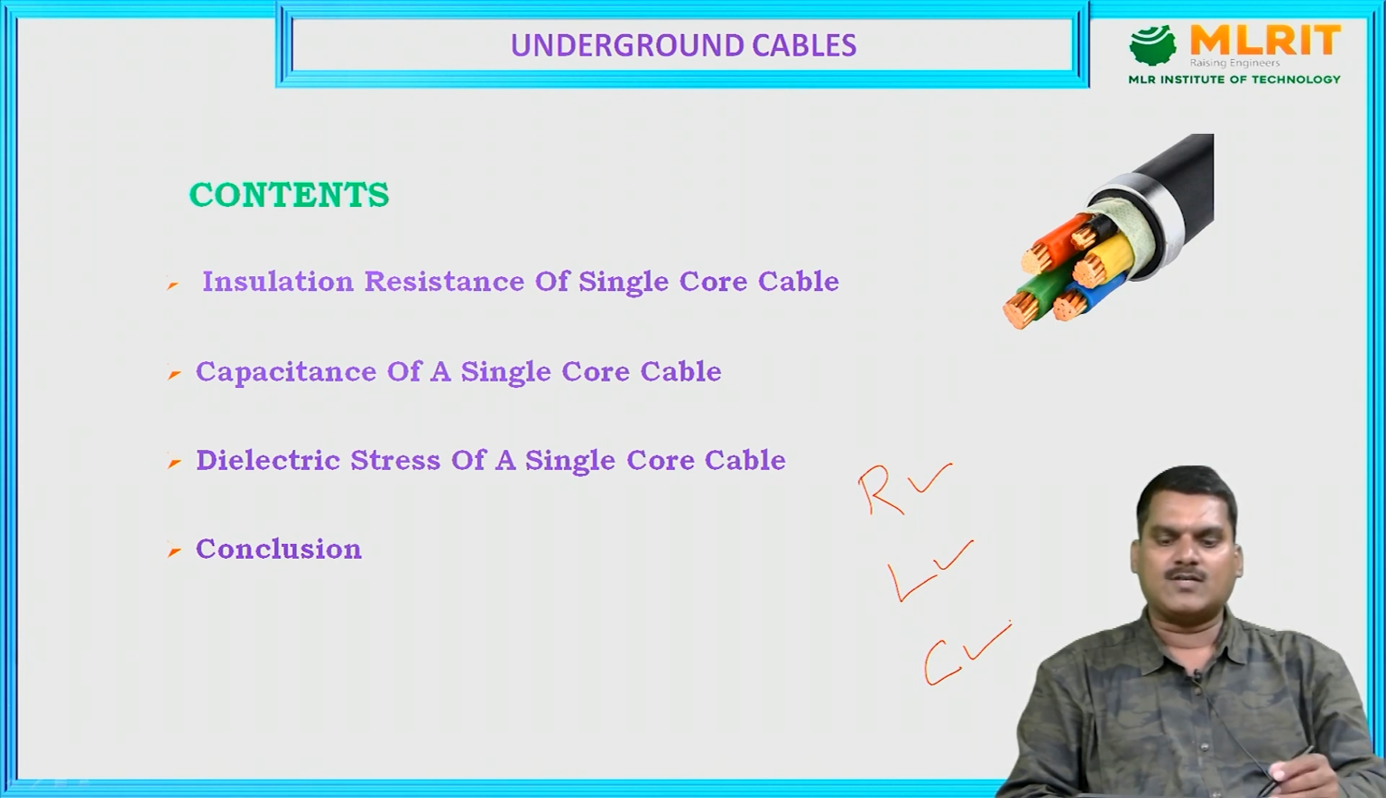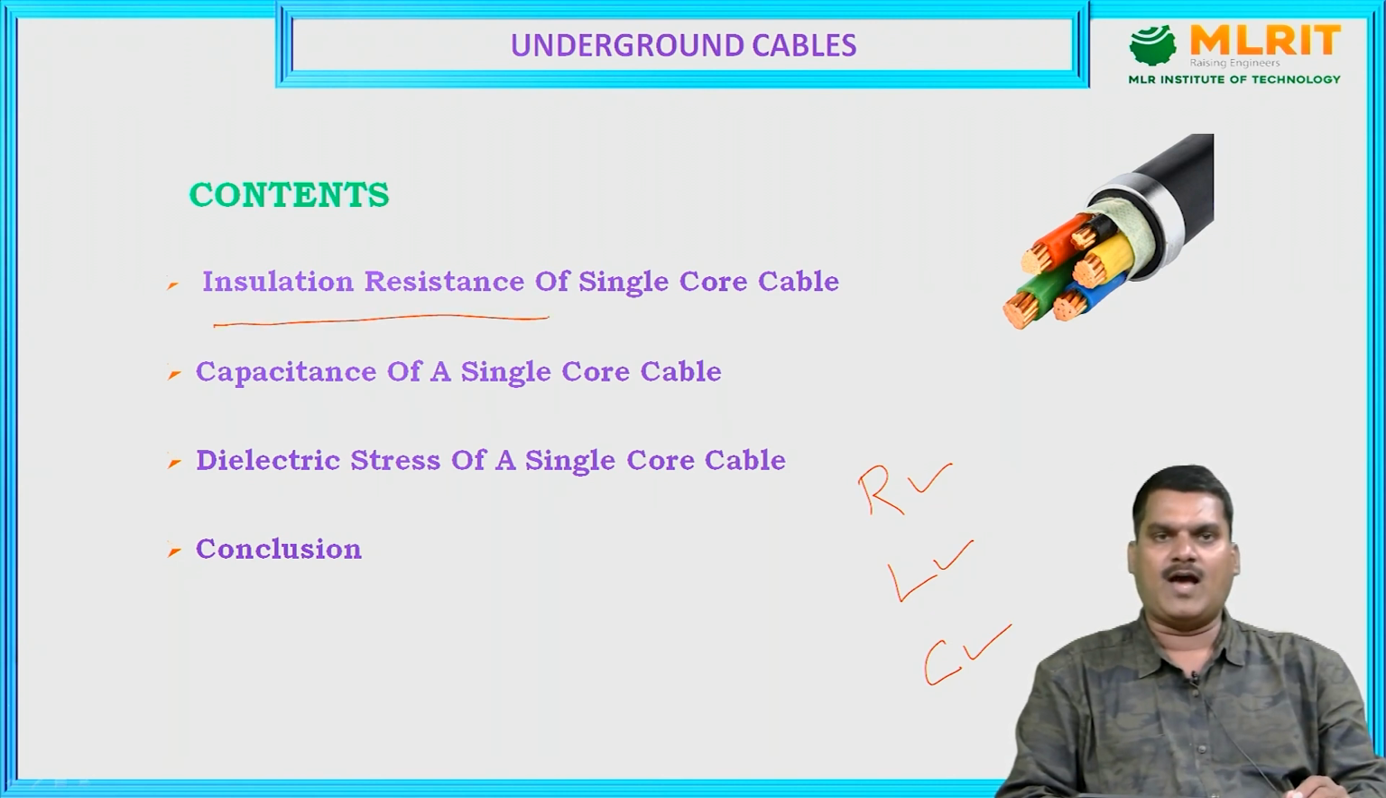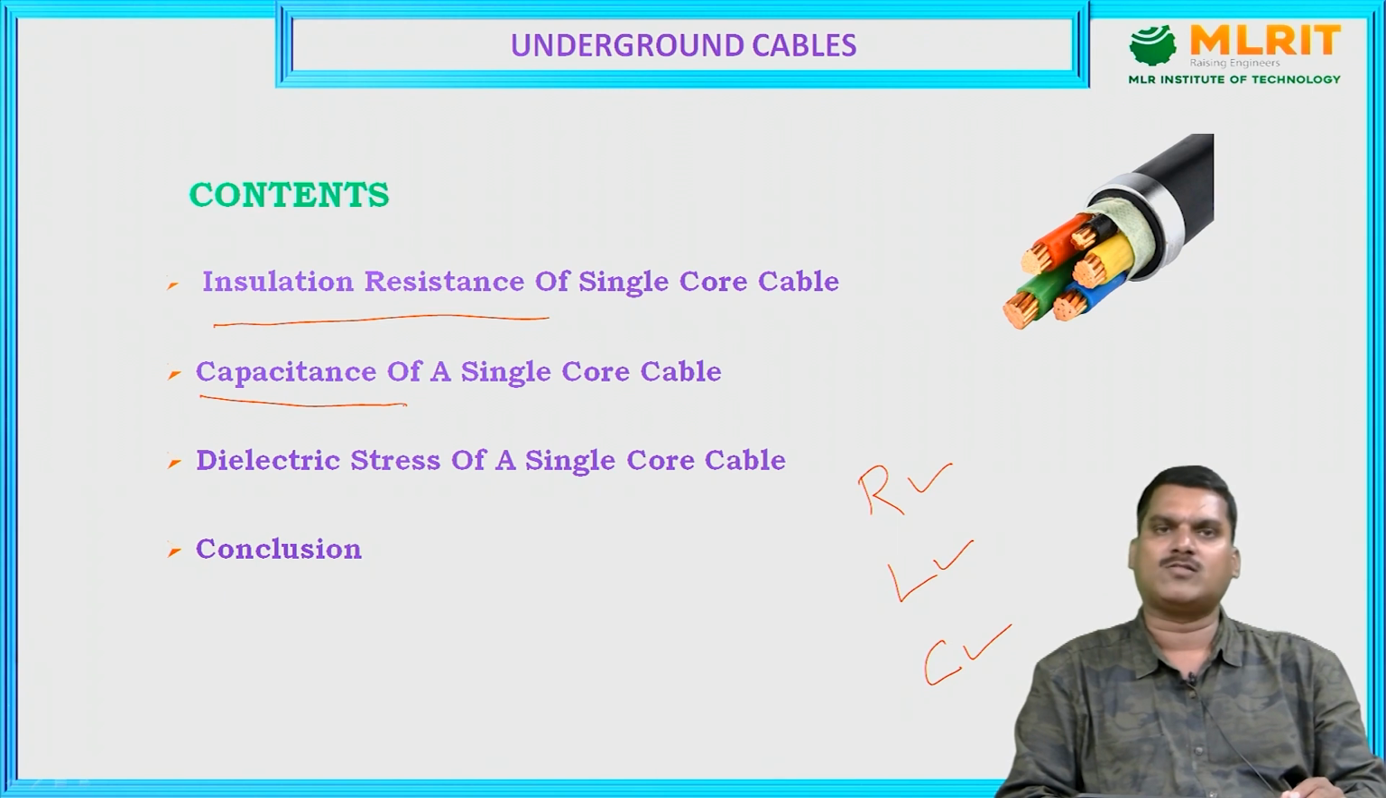That is, insulation resistance. As we discussed in the previous video, an underground cable has insulation over it. That insulation resistance we need to know, so that we can know the power carrying capacity of the underground cable. In addition to that, an underground cable has a capacitance parameter also. That also we need to know: how much capacitance will exist in the case of an underground cable.